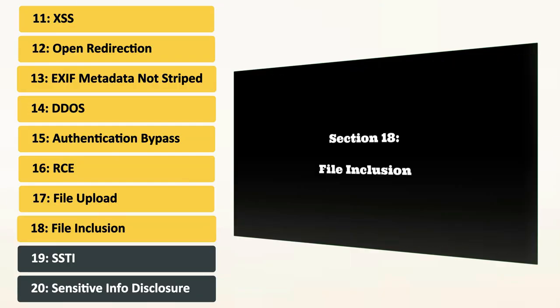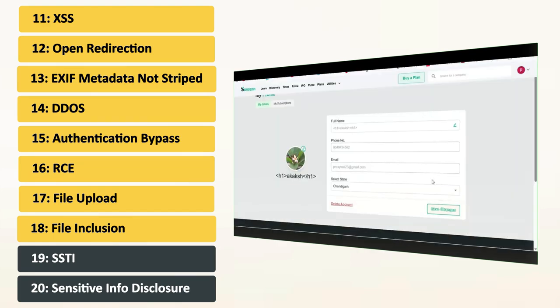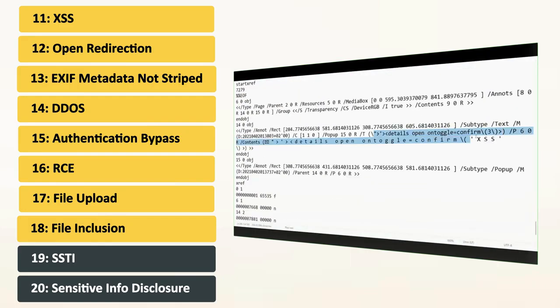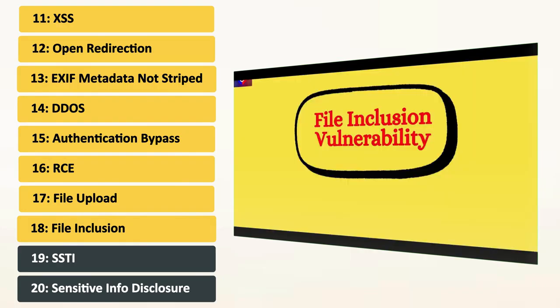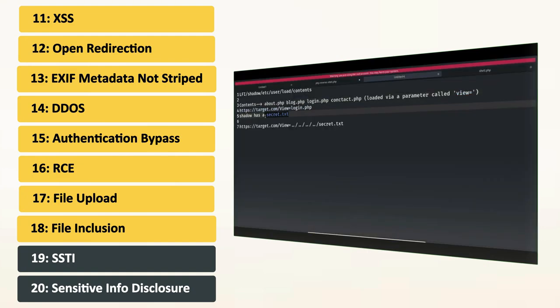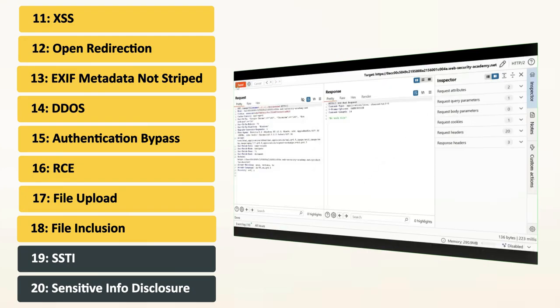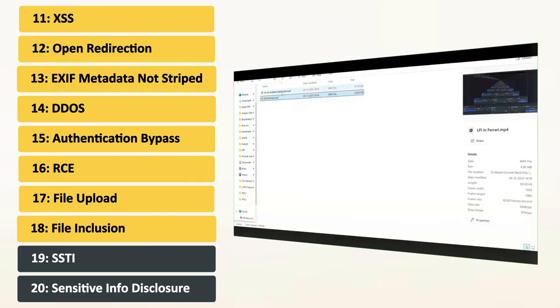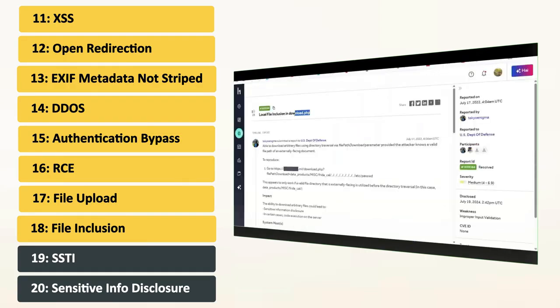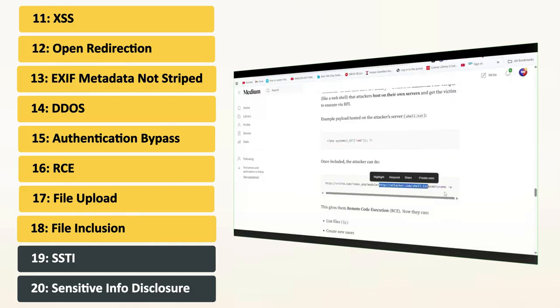Section 18 will be file inclusion vulnerabilities. So here we'll be understanding the core concepts of LFI and RFI, local file inclusion and remote file inclusion. So we'll be doing live hunting of local file inclusion via manual method and also via automation. And we'll also be escalating remote file inclusion to remote code execution. Followed by that, you'll be seeing different types of private POC videos and breaking down HackerOne reports.